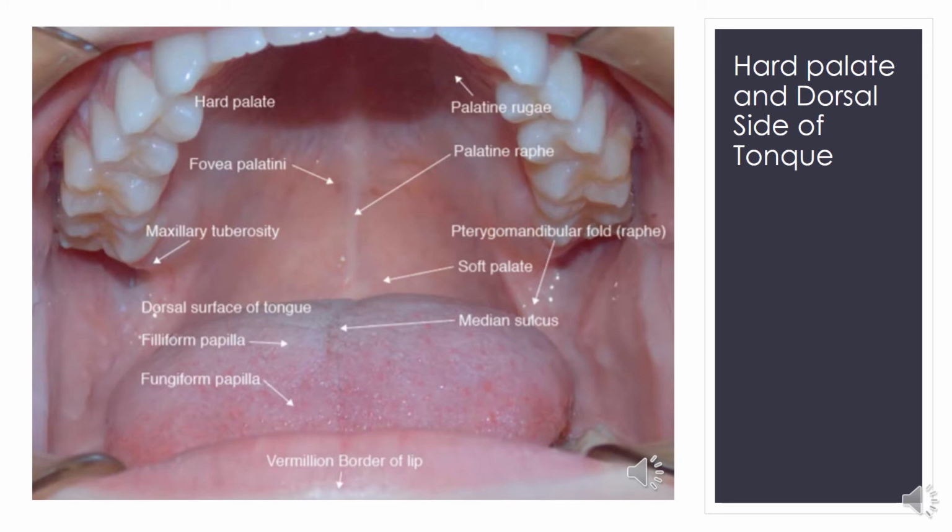Now in this slide, you can see that we're now in the mouth, and we're looking at the hard palate and the dorsal side of the tongue. And you can see on the sides the buccal mucosa, which is the inside of your cheeks.